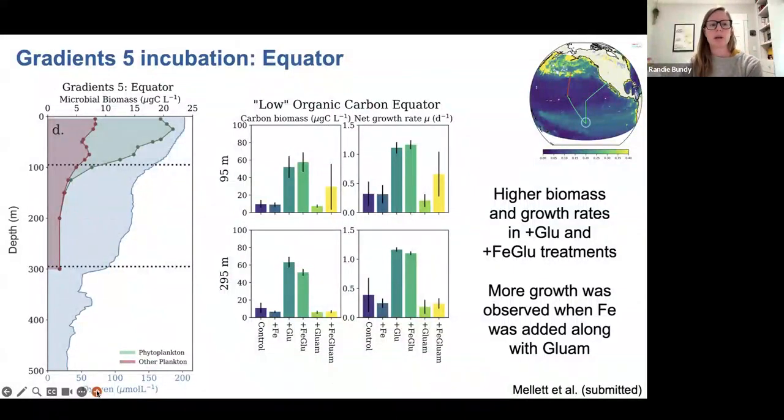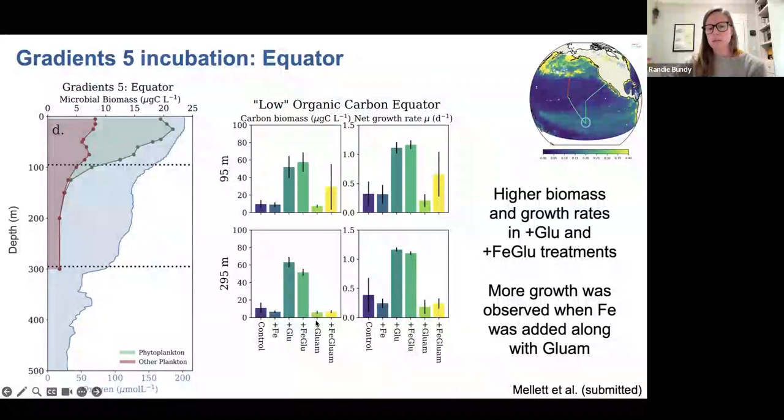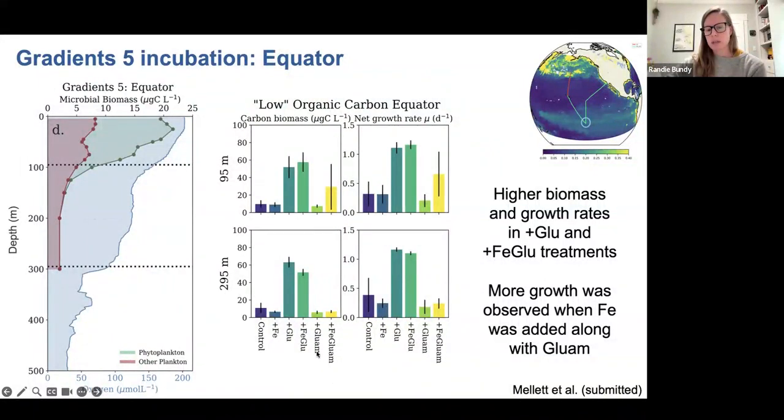I'm going to show you one example also from the second expedition where we did the lower organic carbon treatments. This is an example from the equator at our two depths, and the oceanographic context is shown here on the left. In this one, we had more treatments: glucose, iron and glucose, but then also glucosamine, which we've labeled with a little M at the end in the treatments on the x-axis. We saw similar things here, with higher bacterial biomass and growth rates in the plus glucose and iron and glucose treatments. And more growth was observed when iron was added along with glucosamine.